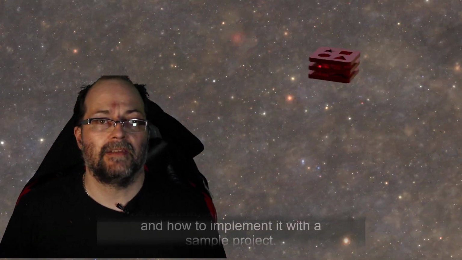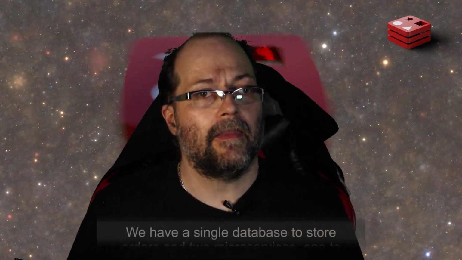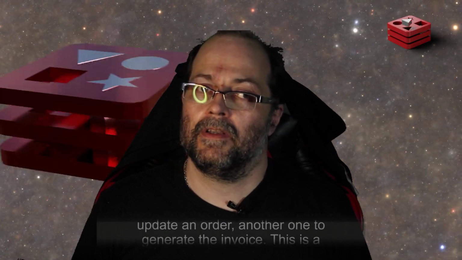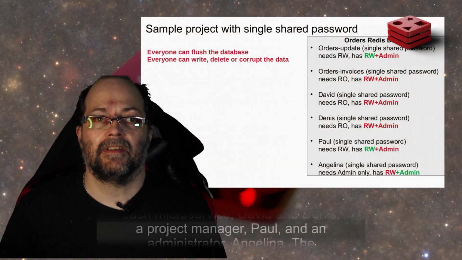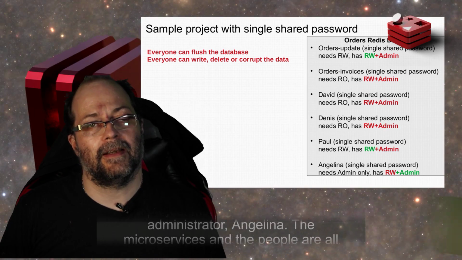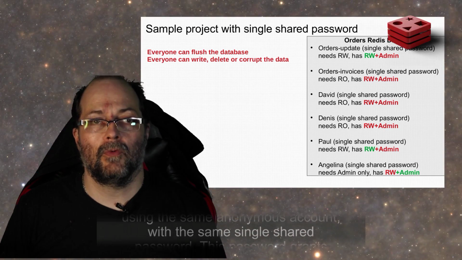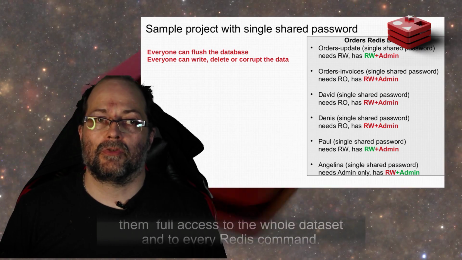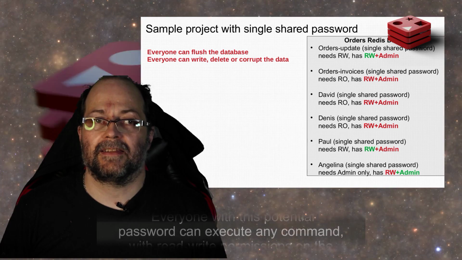We have a single database to store orders and two microservices, one to update an order and another one to generate the invoice. This is a project, so we have one developer for each microservice, David and Dennis, a project manager, Paul, and an administrator, Angelina. The microservices and the people are all using the same anonymous account with the same single shared password. The password grants them full access to the whole dataset and to every Redis command. Everyone with this password can execute any command with read-write permissions on the whole dataset.